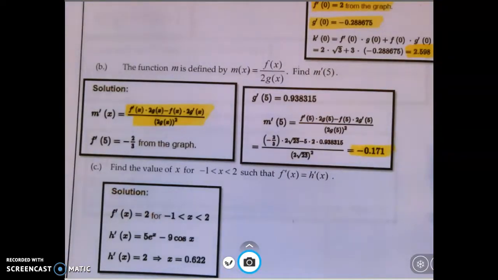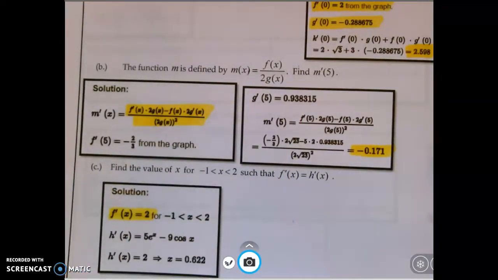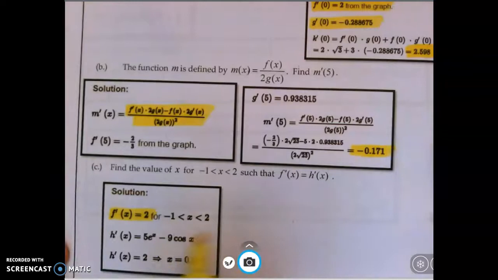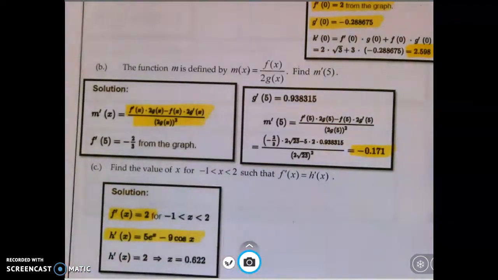In this particular case, in part C, it says find the value between -1 and 2, again, not including, where f prime equals h prime. Well, again, f prime from -1 to 2 throughout is equal to 2. So that's the first thing we know. That entire line has a slope of 2. h prime of x, the derivative of the function, is 5e^x minus 9 cosine. The derivative of sine is cosine. The derivative of minus 9 sine is minus 9 cosine.